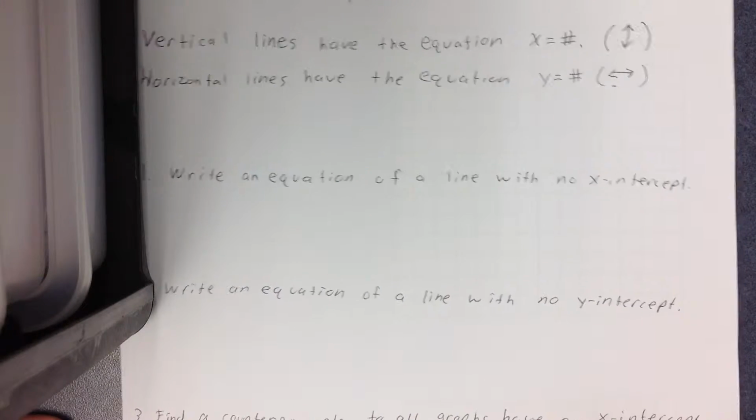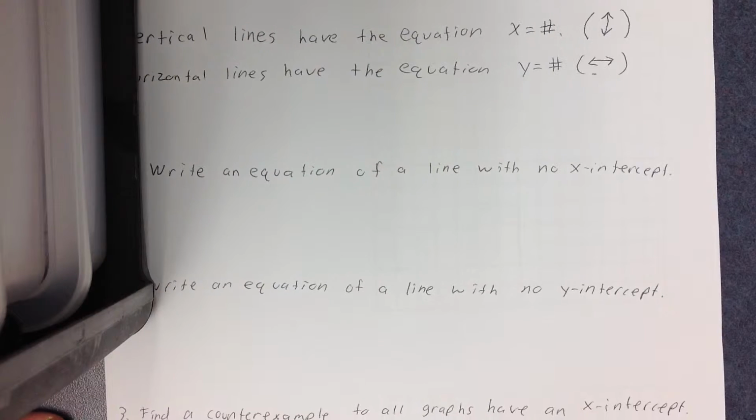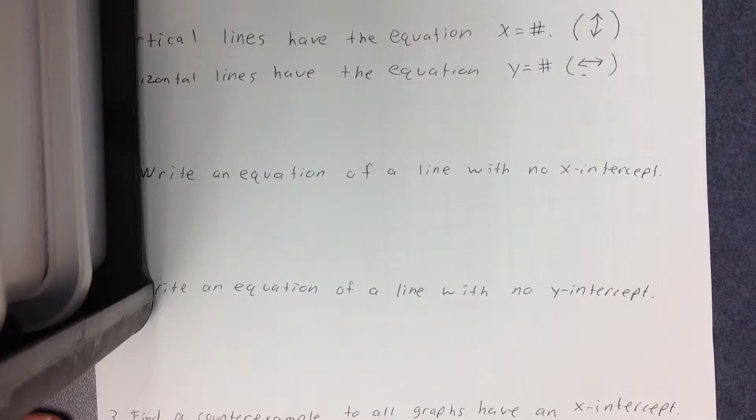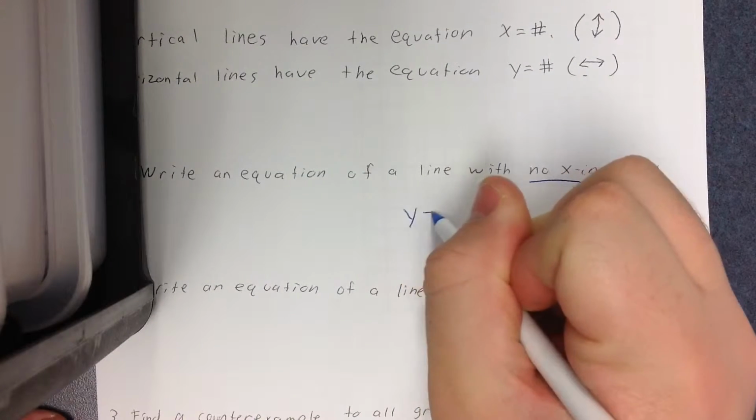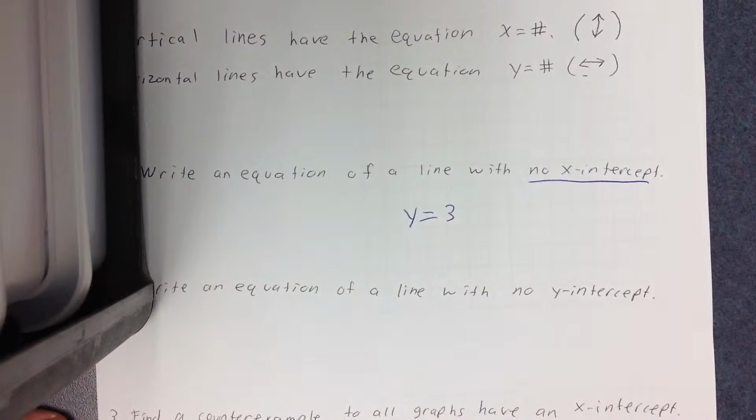Some different types of things we need to be concerned about is, one, I need to be able to write an equation of a line with no x-intercept. Now, if it's asking you to write an equation of a line with no x-intercept, then your equation should not have x in there. So that means we're talking about a line like y equals 3. Now you could write y equals 7, y equals negative 100. As long as it doesn't have an x, then it's not going to have an x-intercept.